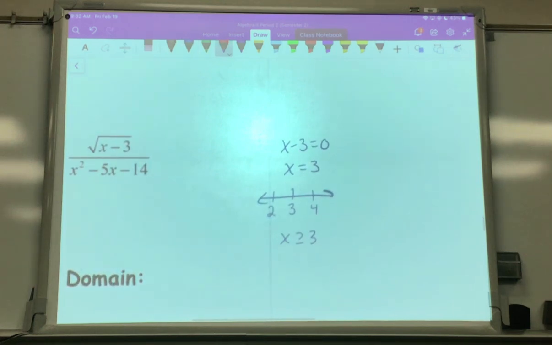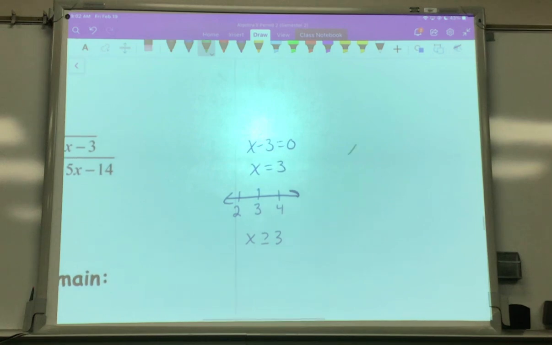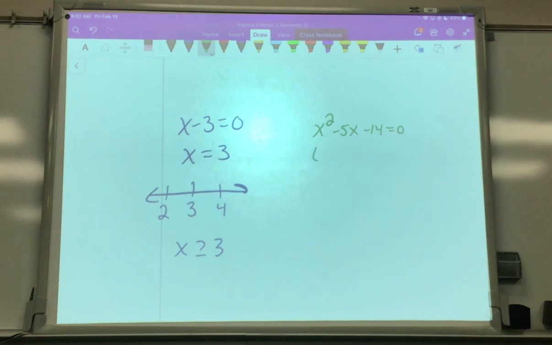Now, with the other part, okay, set the denominator equal to 0, right? Does that factor? Yep. So x plus 2 equals 0, x equals negative 2, x minus 7 equals 0, x equals 7. So those are two values we have to exclude, right? Well, one of them's already being excluded. Good.